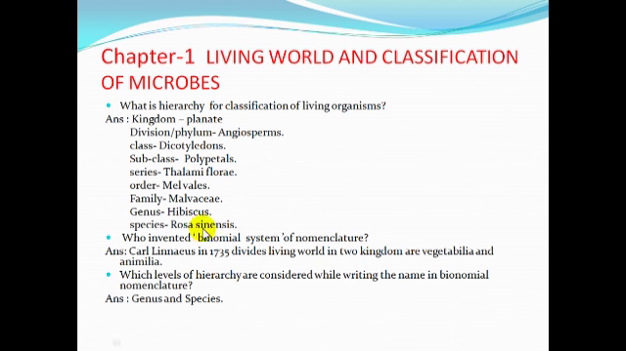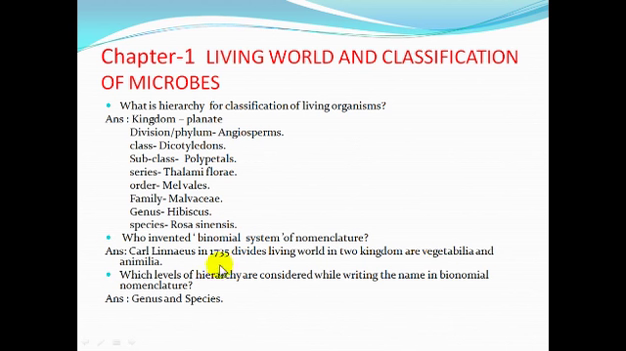Okay, now we come to the next question: who invented the binomial system? Who invented the binomial system of nomenclature? It is the process of giving a scientific name to a living organism, known as the binomial system or nomenclature. The scientific name is called nomenclature. And our great scientist Carl Linnaeus in 1735 divided the living world into two kingdoms, Vegetabilia and Animalia. Vegetabilia is Plantae, and Animalia.